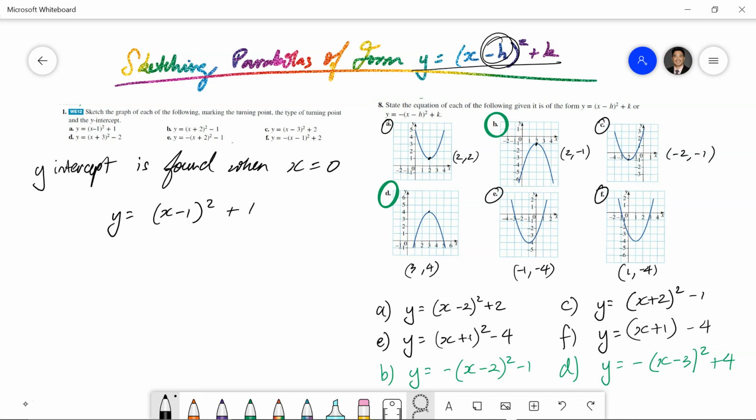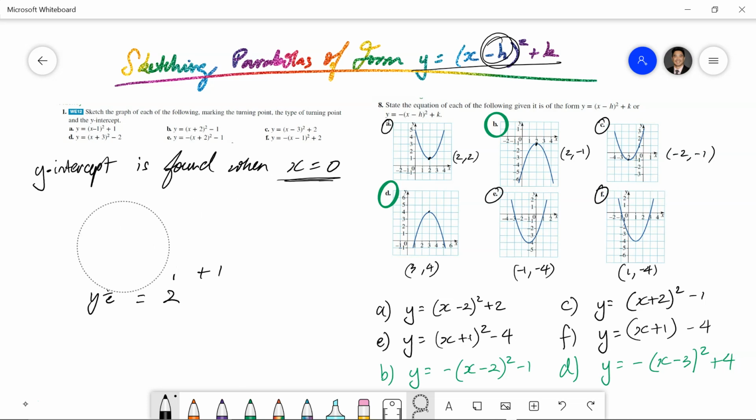So you want to make sure that you use the same logic that the y-intercept is found when x is made 0. So when x is 0, we have 1 squared, which is just 1, plus 1 is equal to 2. So our y-intercept for this equation is actually 2, not positive 1.